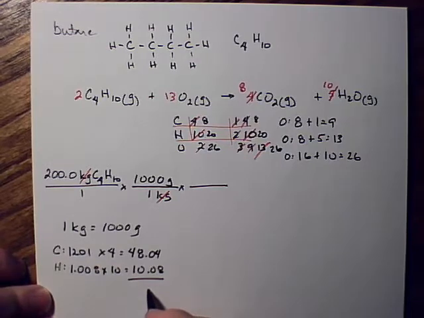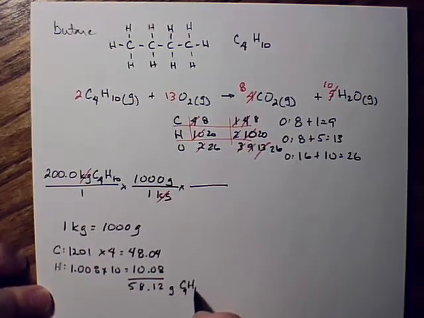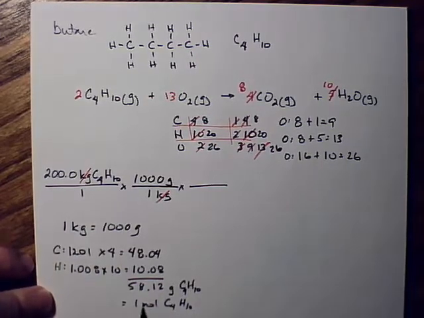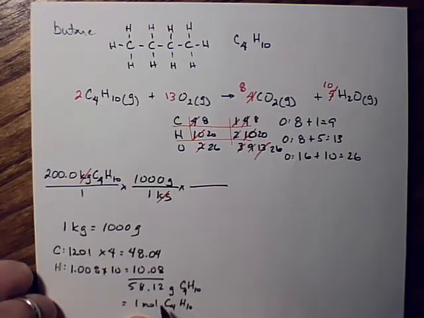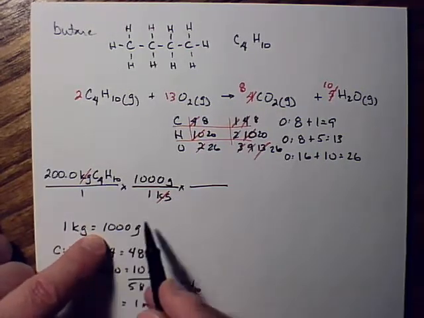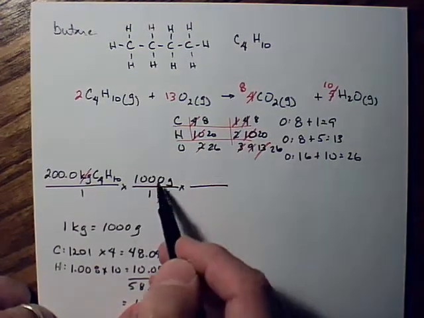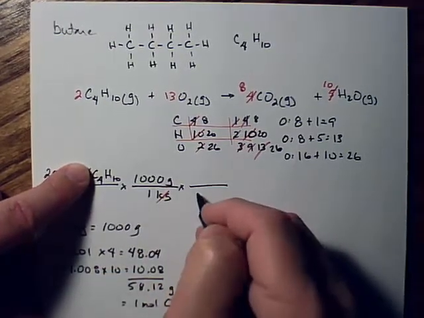Add them together. 58.12. That's grams of butane, C4H10, equals 1 mole of C4H10. There's no reason to round anything off over here because I don't have any empty slots. But this equality statement now is what I need to build a conversion unit, just like I used this equality statement to build that conversion unit. I want to match the units and species that I have on the top here. I've got this species and these units. I want that on the bottom in this step.